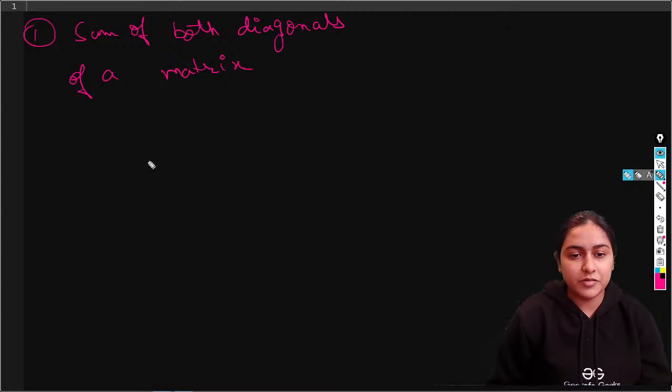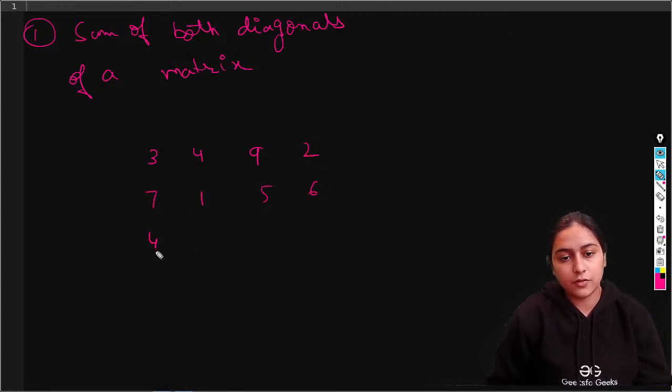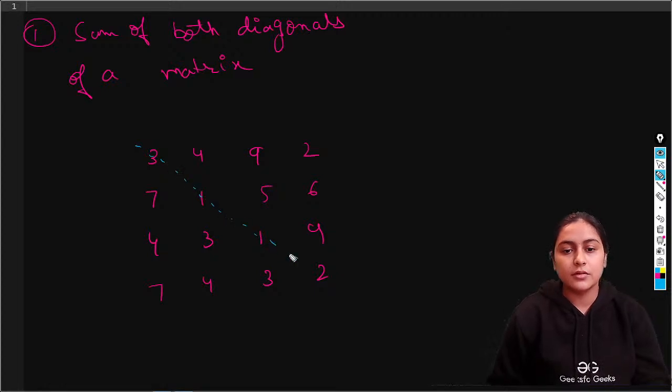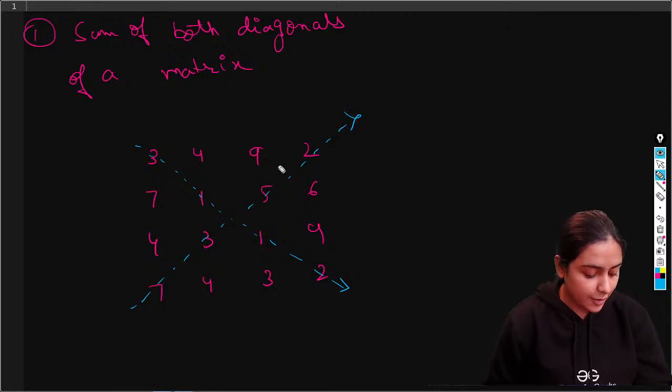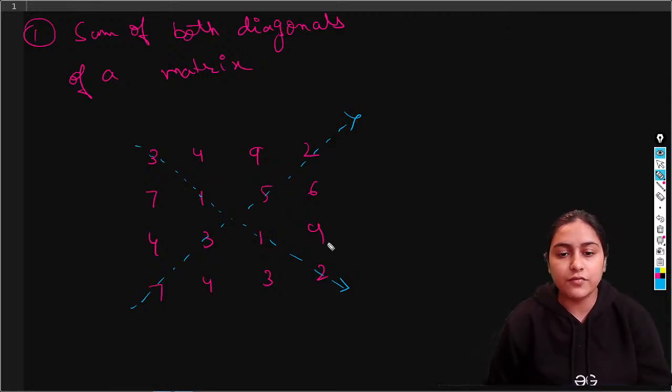Okay, so let me just make it like this: 3, 6, 7, 2. So this is a 2D matrix. Here we have two diagonals. One is this diagonal, and another one is this diagonal. We have two diagonals, so we have to find the sum of these. Let's call this d1 and this d2. We have to find the sum of d1 and d2.